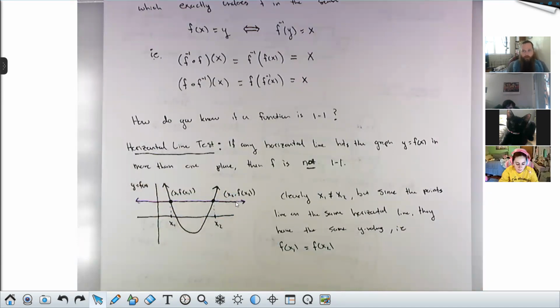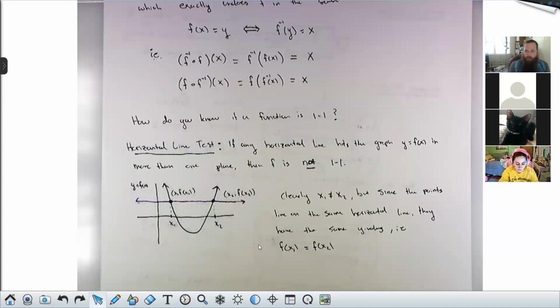And the contrapositive is kind of the thing we're looking for. So if no horizontal line hits your graph more than once, then automatically your function is one-to-one. So in other words, to test a function to see if it's one-to-one, it's useful to have the graph. If you have the graph, you can answer the question right away.